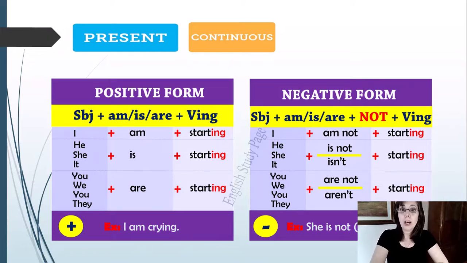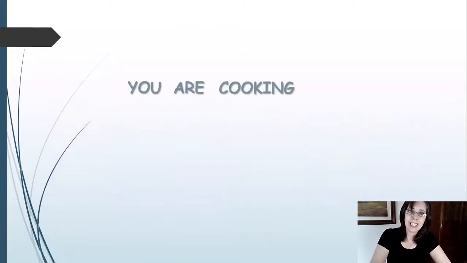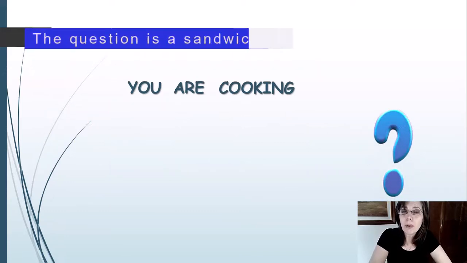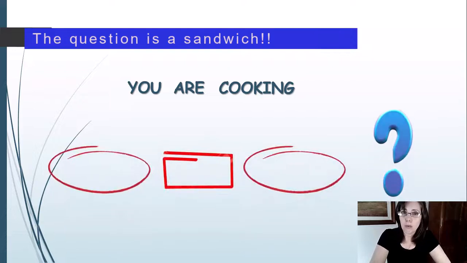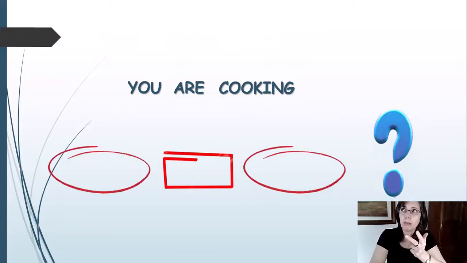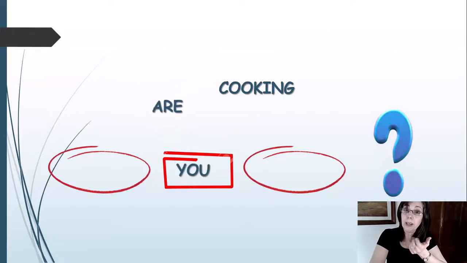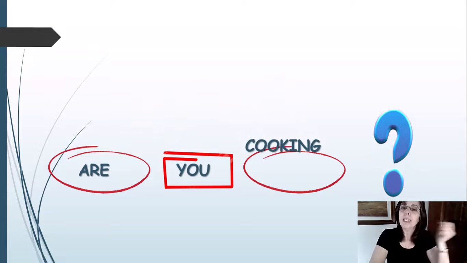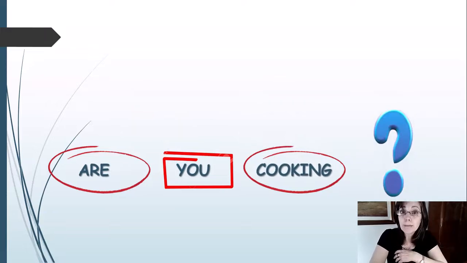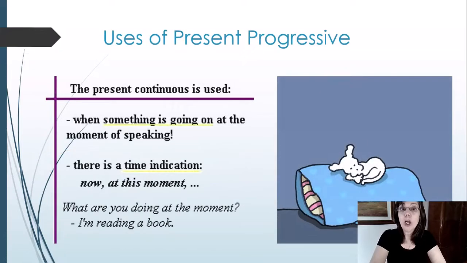And for the negative, that's easy because you have the verb to be. So I am not. And for the question, yes, you have to remember the form of the sandwich. So, you are cooking. That's good. Yes, you can put you in the middle. And then are cooking. Yes, are you cooking? And that's easy.